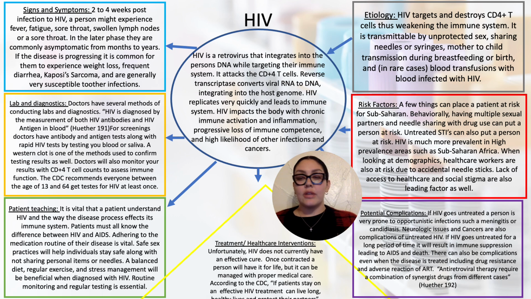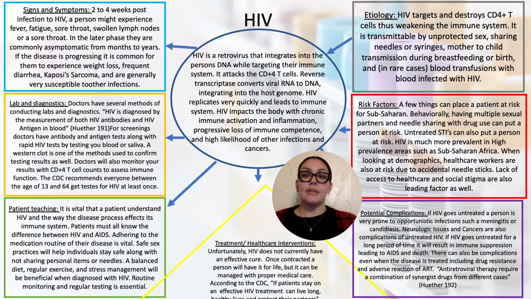Next, sharing needles or syringes, especially among intravenous drug users. It can be spread through mother-to-child transmission during childbirth and/or breastfeeding, and in rare cases, contracted through blood transfusions, especially in regions lacking advanced blood screening practices. Once HIV enters the body, it starts attacking the immune system, setting the stage for chronic immune suppression.